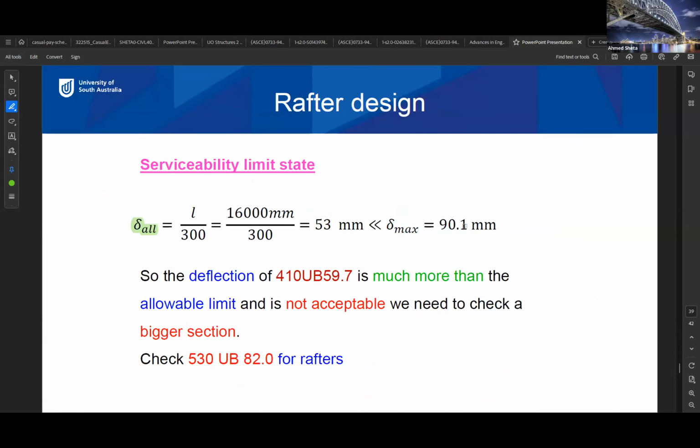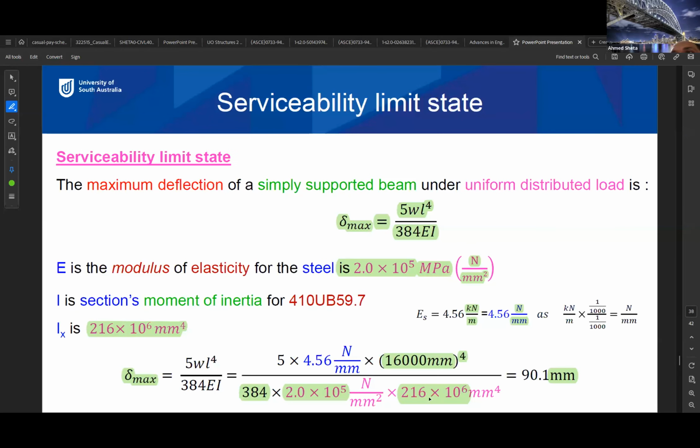This means that the beam deflection is more than the allowable deflection by the standard. So what do we need to do? Get a bigger beam. Get a bigger beam, because what happens when you get a bigger beam?